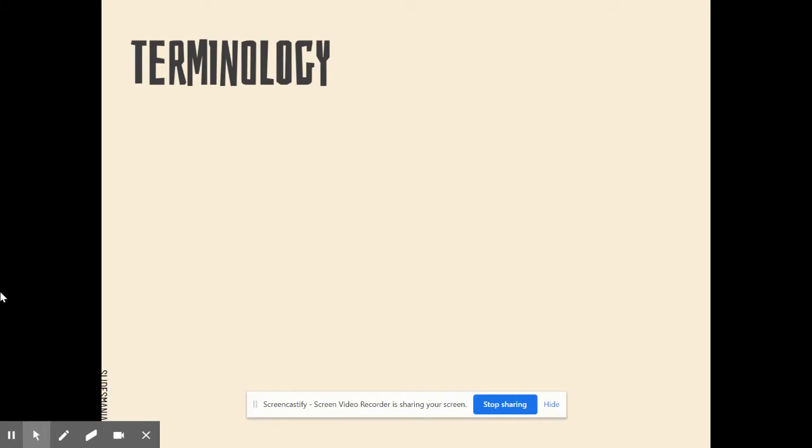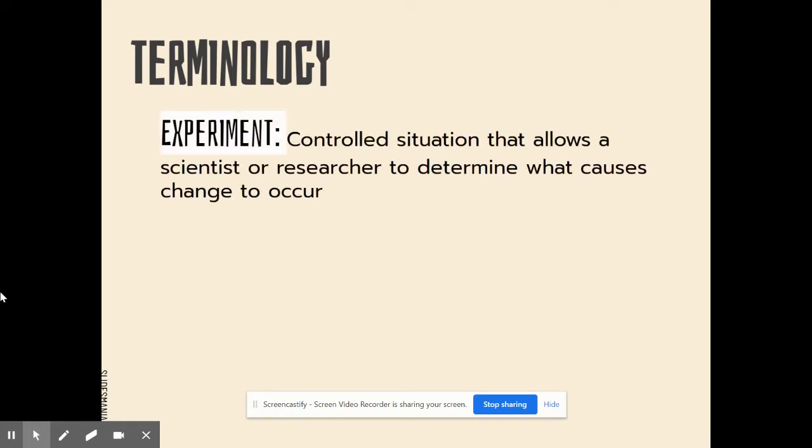So, throughout this semester in class, we're going to be using all sorts of different terminology. First is an experiment. An experiment is a controlled situation that allows a scientist or researcher to determine what causes change to occur. So, what's affecting the food?